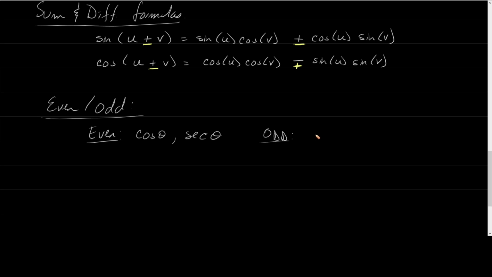So sine theta is odd, tangent, cosecant, and cotangent. Those are all odd functions. All right. So really, the only thing that you need to remember is that cosine is even and its reciprocal, and then the rest of them are just odd.